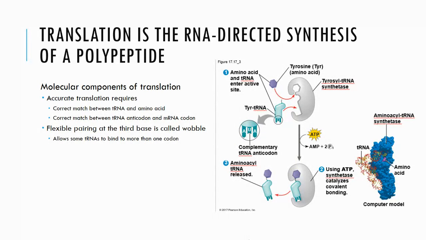Accurate translation requires the correct match between tRNA and amino acid and the correct match between anti-codon and codon. So tRNA has to have the right thing and they have to match up correctly. There is some flexible pairing at the 3rd base called wobble that will allow some tRNAs to bind to more than one codon.